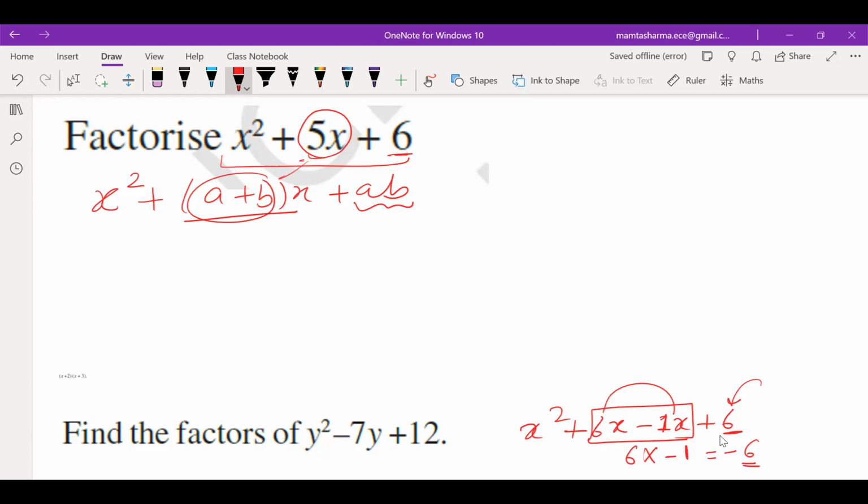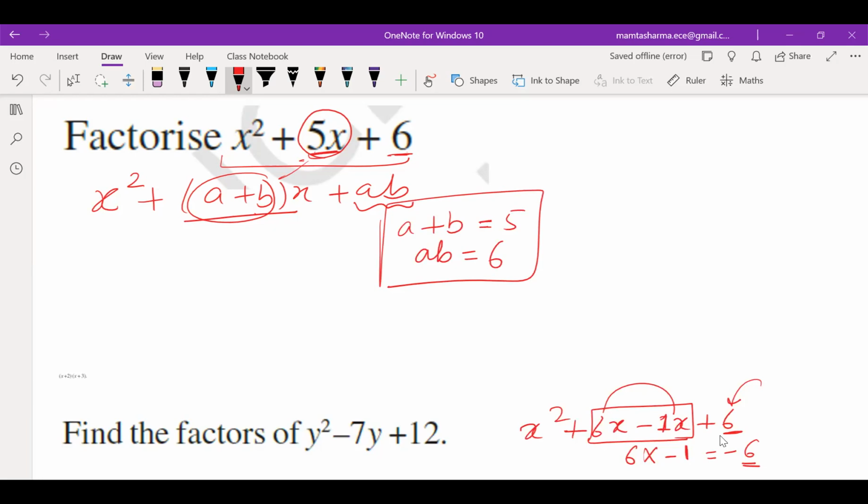Ma'am, since 5x and plus 6 is there, we can say x square plus 2x plus 3x plus 2 into 3. Yes, we can do like that. You have to think about the a plus b. You have to find out the a plus b. Split this 5 into a plus b, so that their addition would be 5 and their multiplication would be 6. Now try to find out the value of AB.